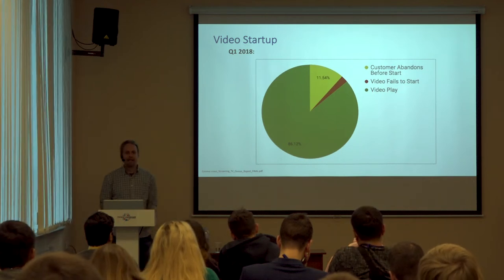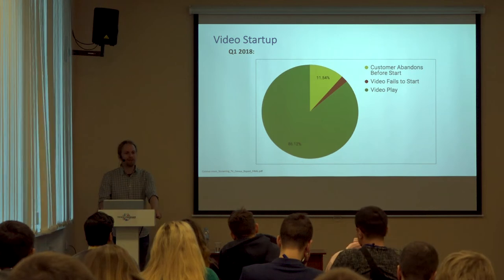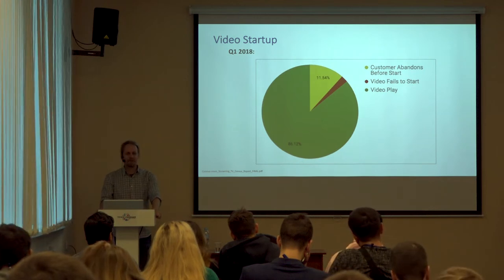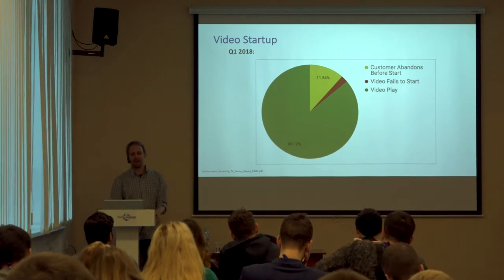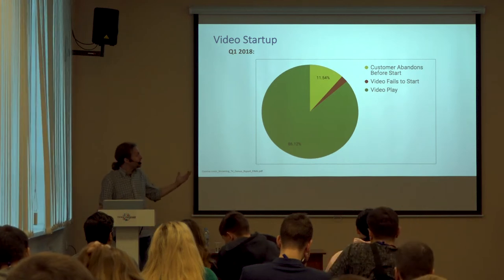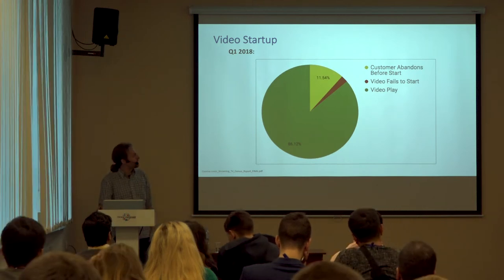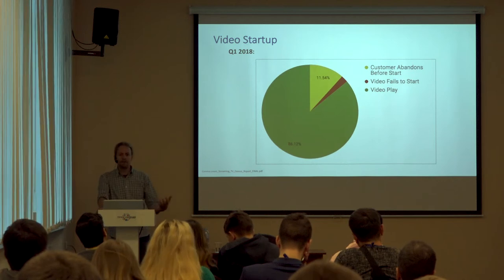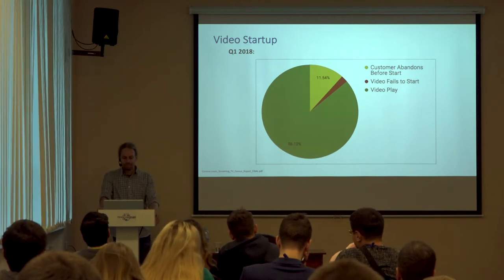So imagine if we built a web page that didn't load 14% of the time, or if we had an app that crashed 14% of the time. But mobile video fails to play 14% of the time. So what's going on here? What can we do to figure out what's going on?